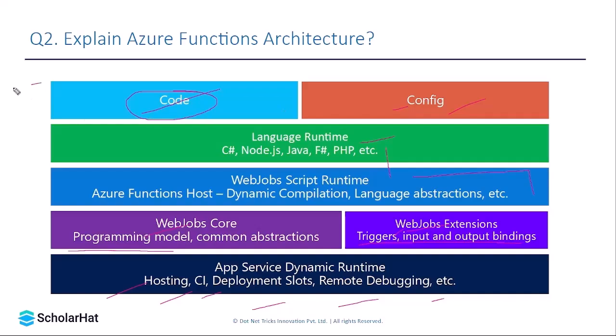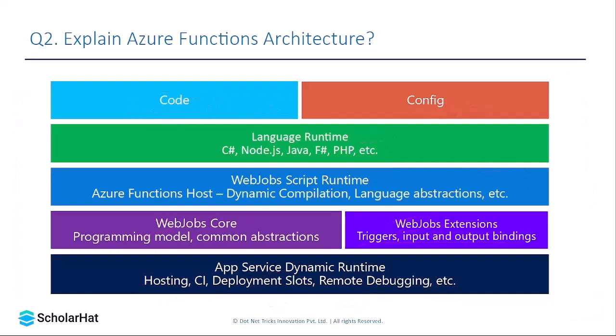So in simple terms, you can say that Azure function architecture is divided into the following categories: an app service dynamic runtime, then we have web jobs core and web job extension, then we have web job script runtime, a language runtime, and code and config. This is all about an Azure function architecture.